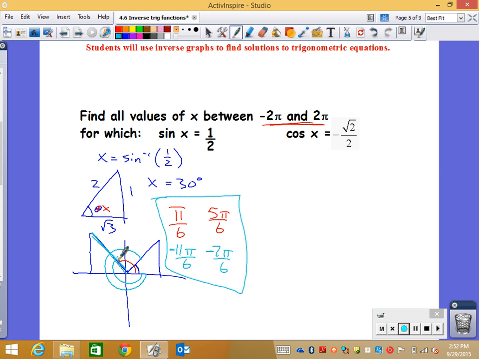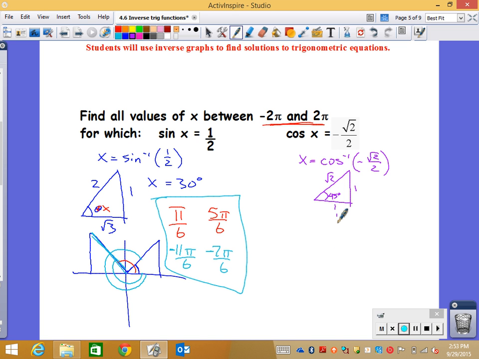So let's try this. Cosine x is negative root 2 over 2. Again, we start by saying, hey, take the inverse cosine of both sides. So I need to find out what my reference angle is going to be. Hopefully you can recognize by now that this will be a 45, 45, 90 triangle, or a reference angle of pi over 4, with my side lengths 1, 1, root 2. Now I know cosine here is negative. It's a negative root 2 over 2.